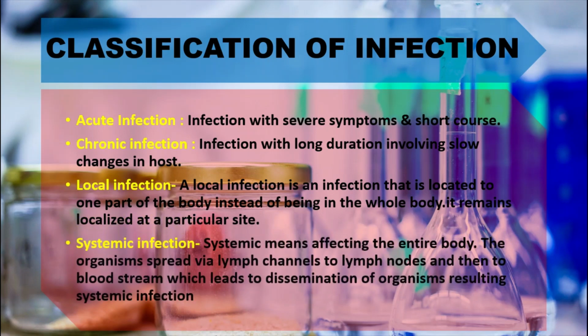While the term used is the systemic infection. Systemic means affecting the entire body. The organism spreads via lymph channels to lymph nodes and then to the bloodstream, which leads to the dissemination of the organism, resulting in the systemic type of infection. So in this way, the infection may be local or systemic when the whole body is involved.